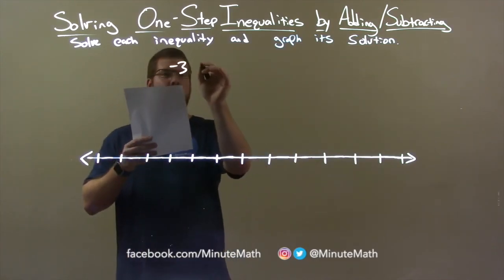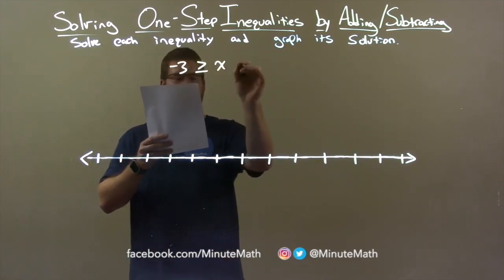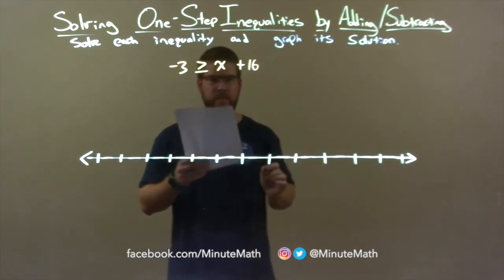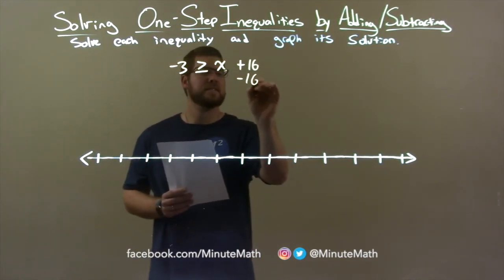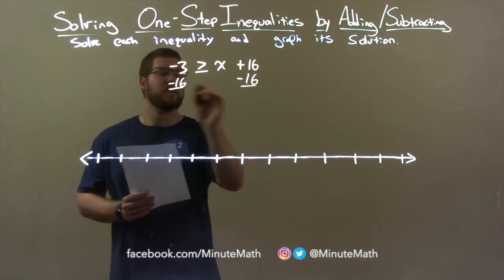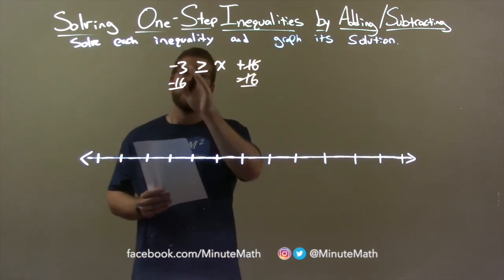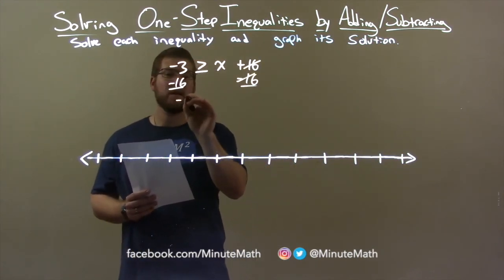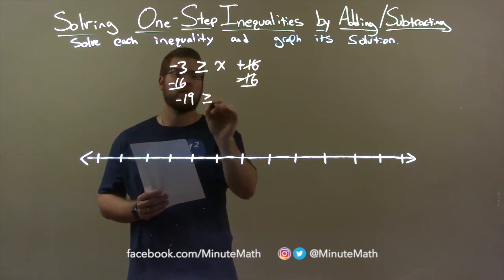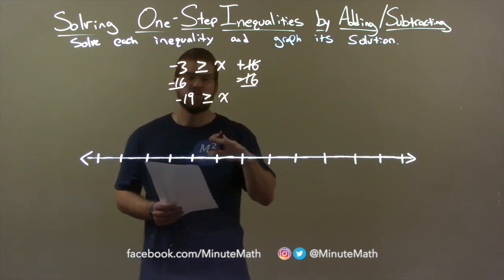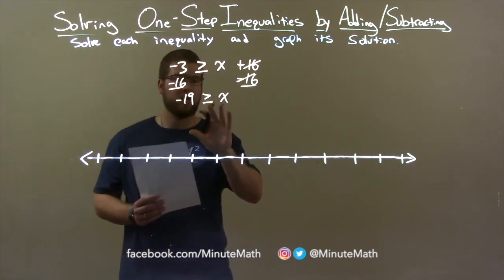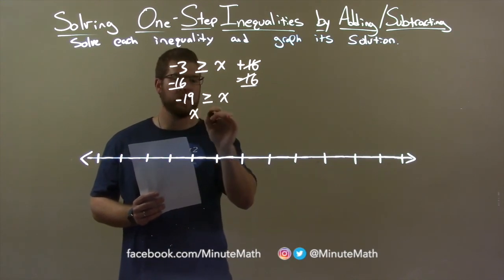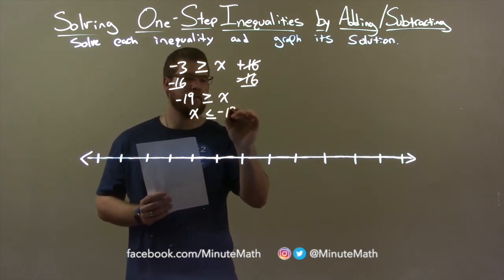Negative 3 is less than or equal to x plus 16. First thing I want to do is subtract 16 to both sides. This gets me x by itself. Negative 3 minus 16 is a negative 19, and is greater than or equal to x. I like to write x first. I find it easier, so I'm going to flip everything. X comes first, and it's less than or equal to negative 19.